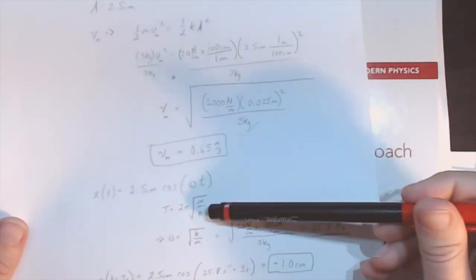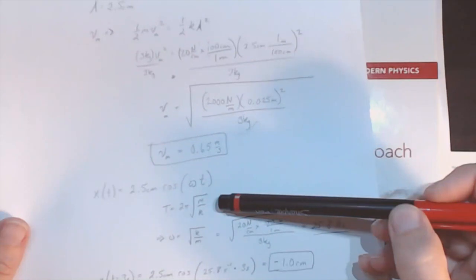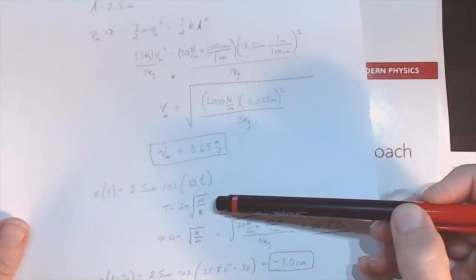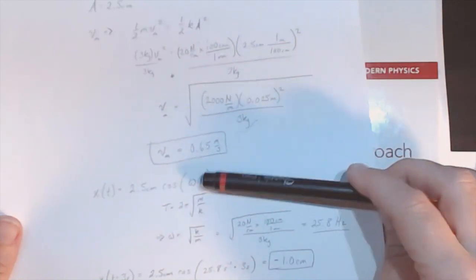And don't forget you do have these relationships for the period for your oscillators. For the mass and spring oscillator, you have it. You also have it on your equation sheet for a pendulum oscillator. And the period is related to that frequency that you're plugging in there.